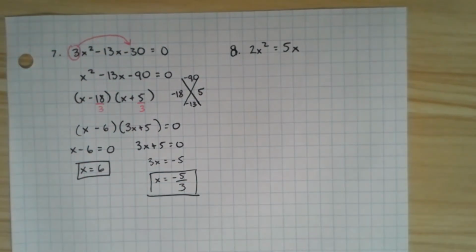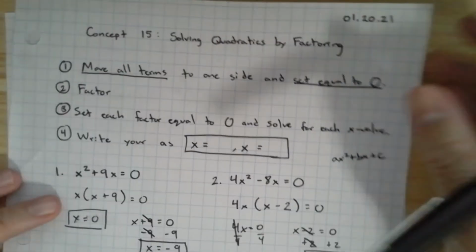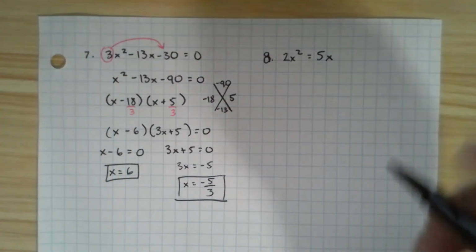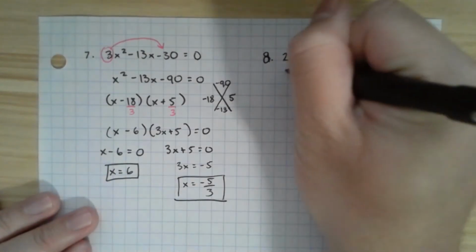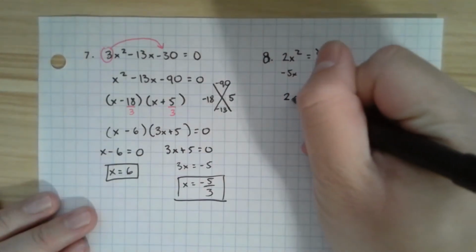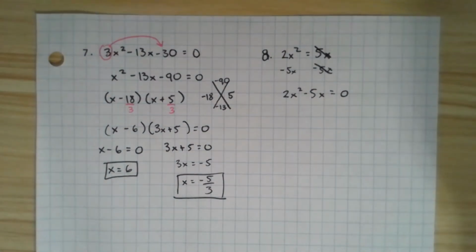So finally, here's a quadratic equation where it's not equal to 0. So this is what that first step meant on our first page: move all terms to one side and set it equal to 0. So what you've got to do is subtract 5x from both sides, and now you can rewrite it like this. So there's an extra first step, in other words. Now I can go ahead and proceed by solving this quadratic.